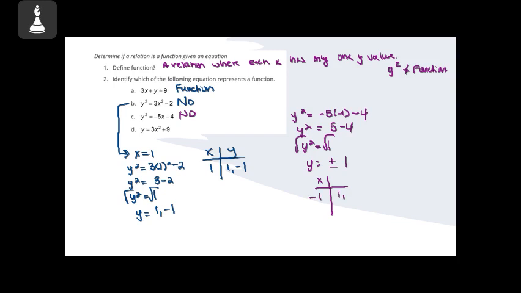It is okay to have x squared here. Y equals 3x squared plus 9. That is, yes, a function. The problem is we cannot have more than one y value for every x.